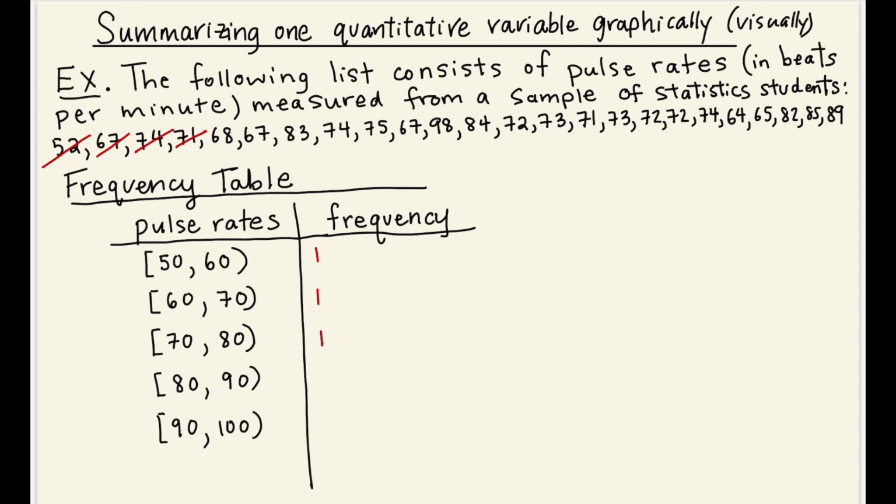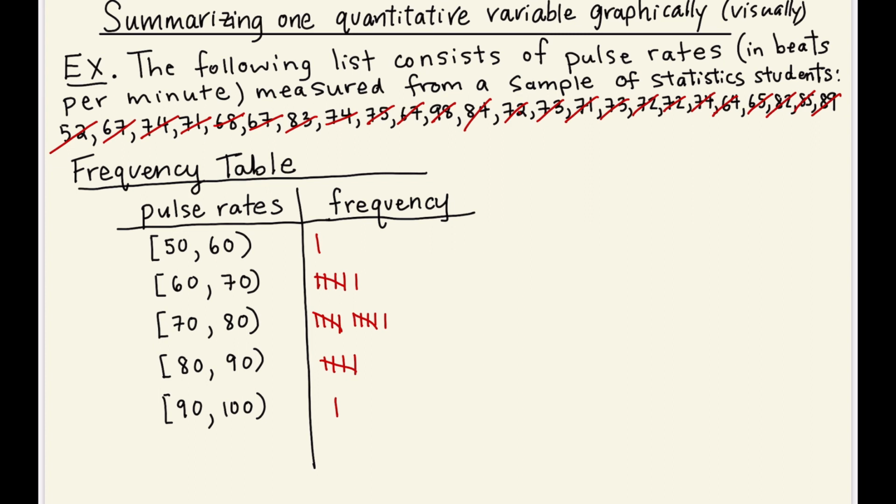74, 71, 68, 67, 83, 74. I didn't want to bore you guys, and so I just completed the table, the counting of the frequencies. But what I found was that there was one pulse in the 50s. There were 6 pulses in the 60s, 11 in the 70s, 5 in the 80s, and 1 in the 90s. So this completes my frequency table.